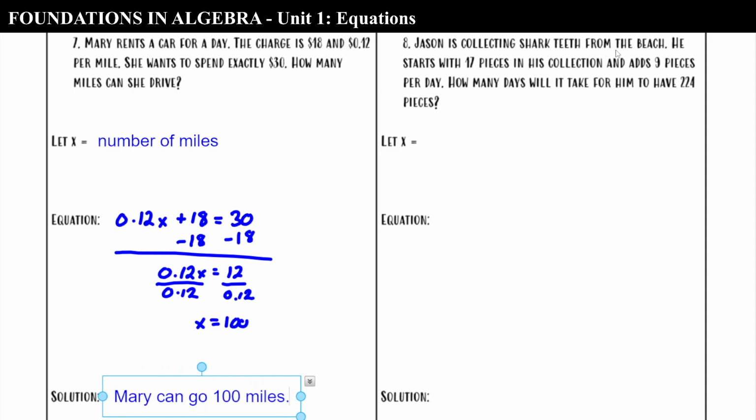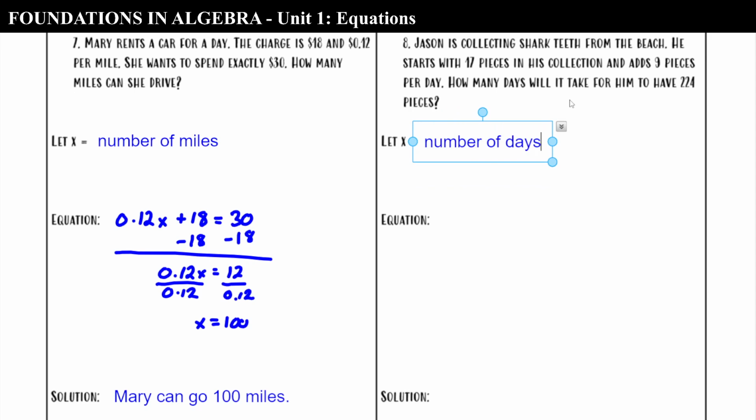Jason is collecting shark teeth from the beach. He starts with 17 pieces in his collection and adds 9 pieces per day. How many days will it take for him to have 224 pieces? So here we are going to let x be the number of days, and then we're going to set it up. He starts with 17 pieces, so let's go ahead and put 17. That's what he starts with. And then he collects 9 pieces per day for so many days. So 9 times x. And he's going to get a total of 224.